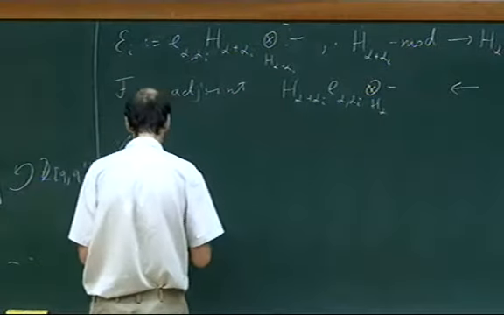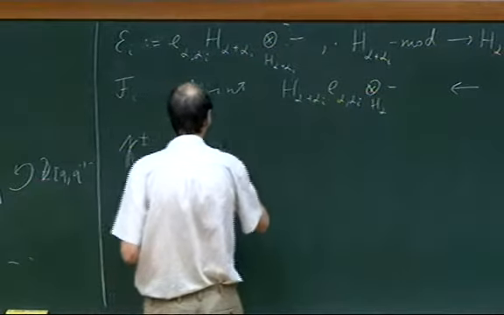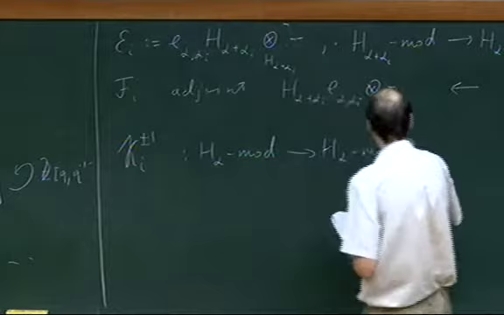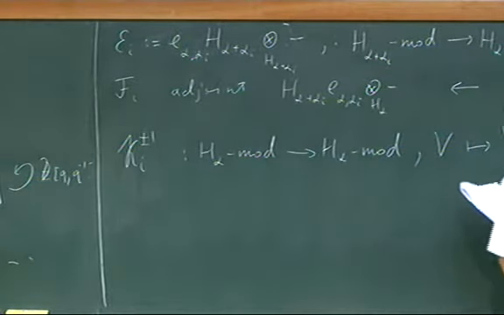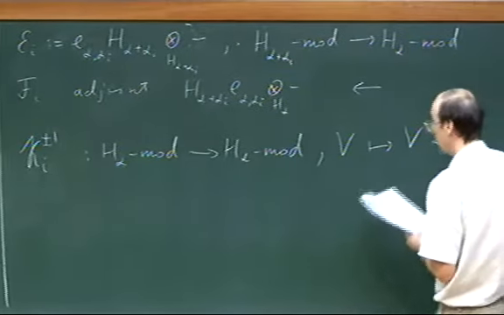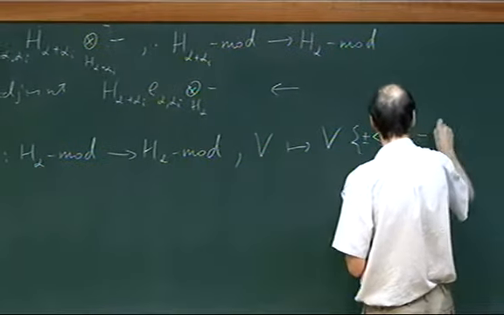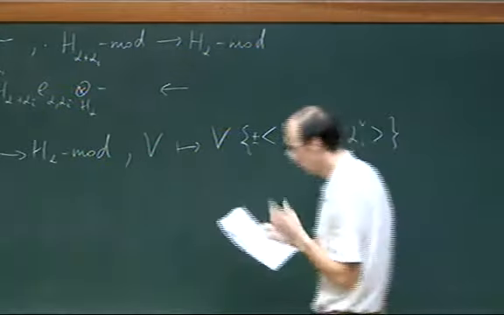And then there are K_i's. Again, it's not very important, but these are going to be from H_alpha-mod to itself. And it's just a certain degree shift functor. So V will go to V degree shifted by plus minus lambda_0 minus alpha, alpha_i check, if you want. So this is even a precise definition.